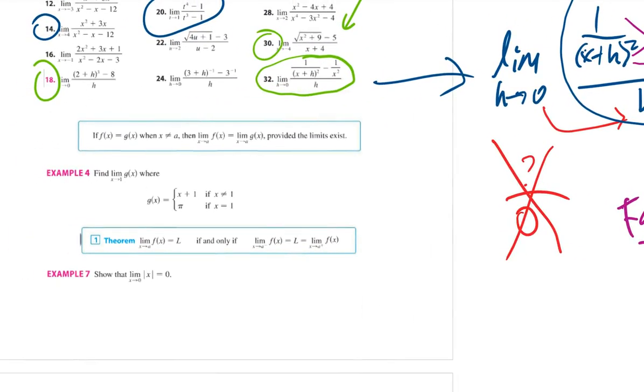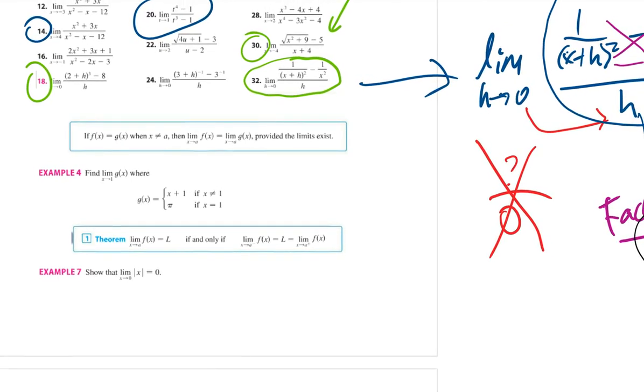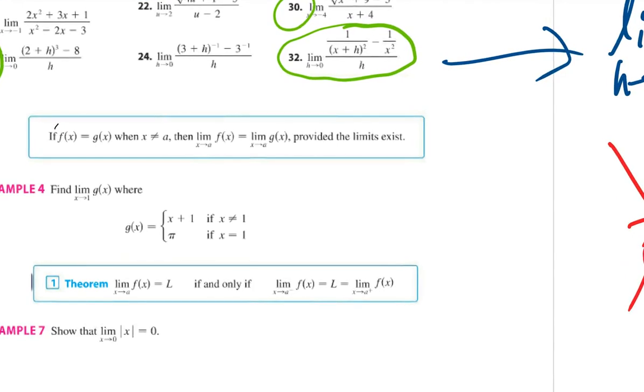Okay, what's the next one here? If f and g agree everywhere except a, maybe, then their limits are the same.